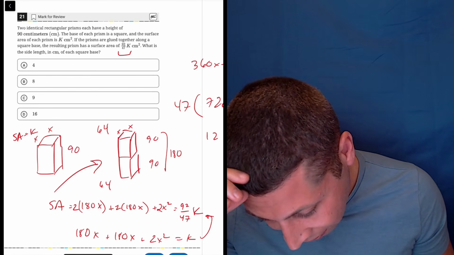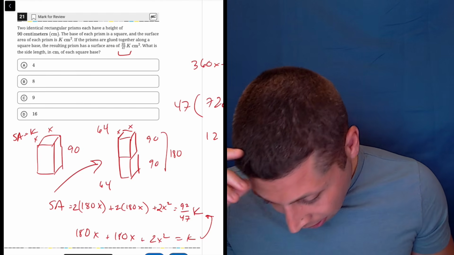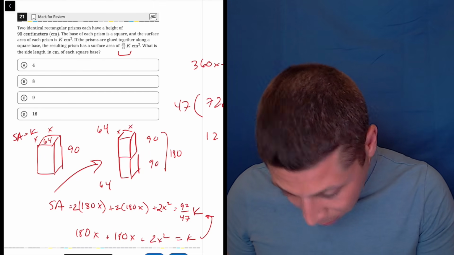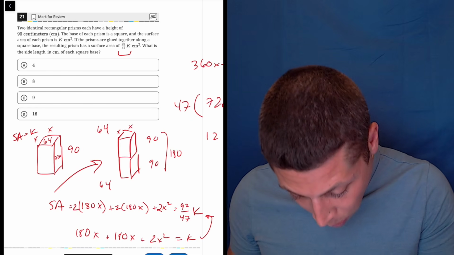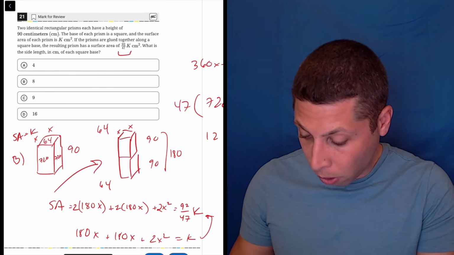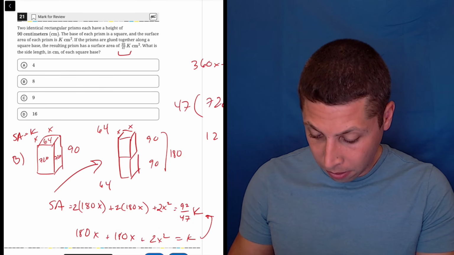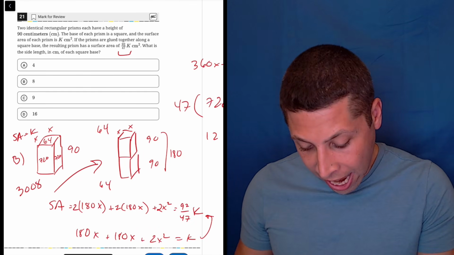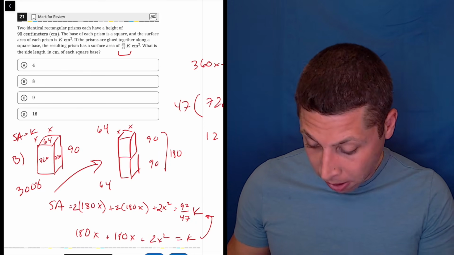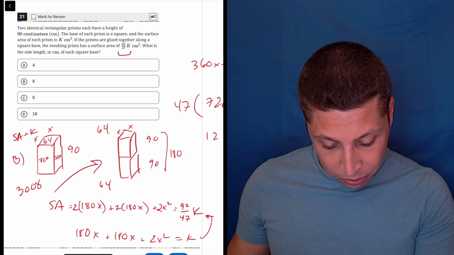Two identical rectangular prisms, each of a height of 90 centimeters. Got to be a way to guess and check with this. So if it was 8, this would be 64. This would be 92. That would be 720. 720 times 4 plus 64 plus 64 is 3008, 30 seconds. So if we did the same thing, 64 plus, well, it's the same surface area almost.